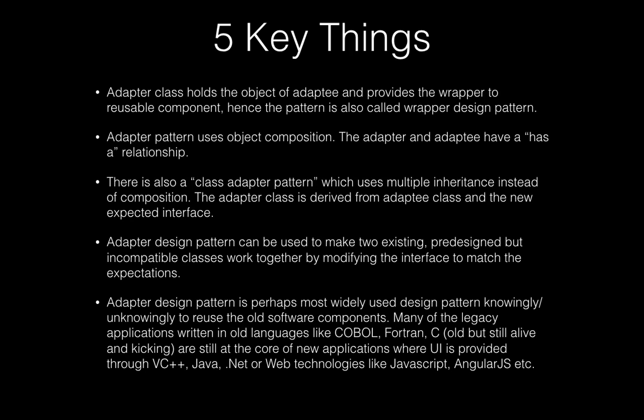There is also another design pattern called the class adapter pattern, where multiple inheritance is used, so that the adapter class is derived from the adaptee class, that is the old class, and the new expected interface. So you have a new expected interface, then you have an existing old fashioned class, and then you derive a new class from both of these. That is called the class adapter design pattern. And then the actual adapter design pattern, the one that we saw just now, can be used to make two existing pre-designed but incompatible classes work together by modifying the interface to match the end user expectations.